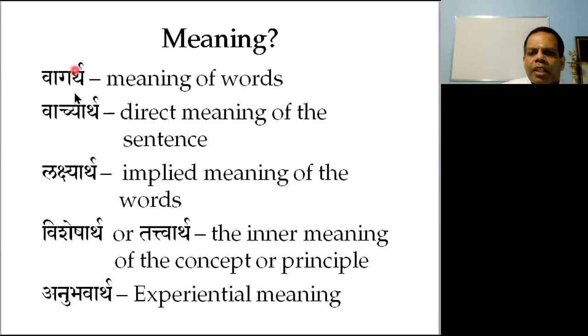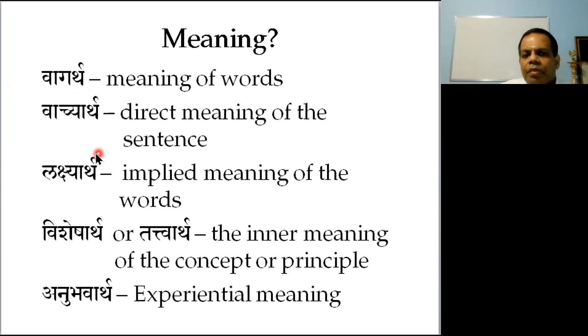So first, let's look at the first level of meaning called Vag Artha. Vag means word, Artha means meaning. For example, we know Ishvara means God, Amba means mother, Sutta means son, things like that. Each word individually, we should know the meaning. So that is the level of word and its meaning.